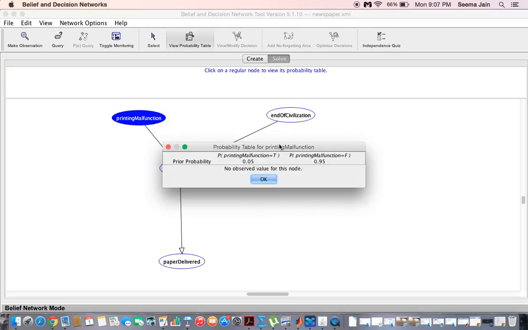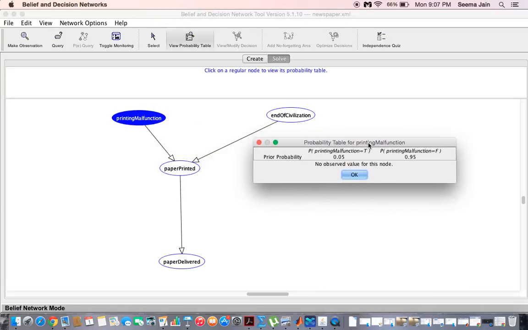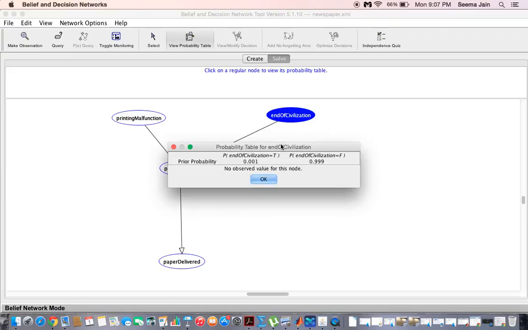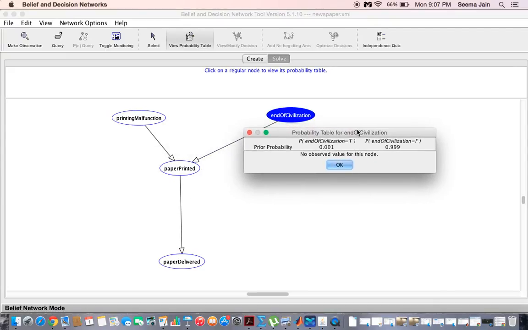The prior probability for the printing press malfunctioning is sort of low, it's 0.05. The end of civilization is relatively high, which is like 0.001.